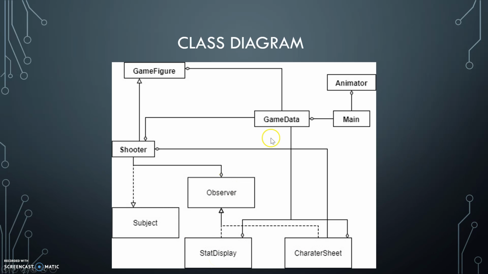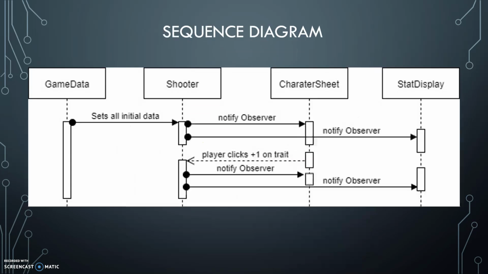But this also works for the health, where the shooter will take some damage, and that'll call notify observers, and then it'll notify these guys. As we can see here, the game data sets the initial data, and then it notifies the observer. The shooter notifies both the observers, and also whenever the character clicks a +1 trait, it notifies the observers as well.